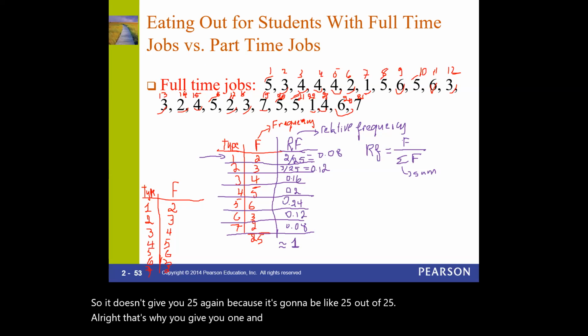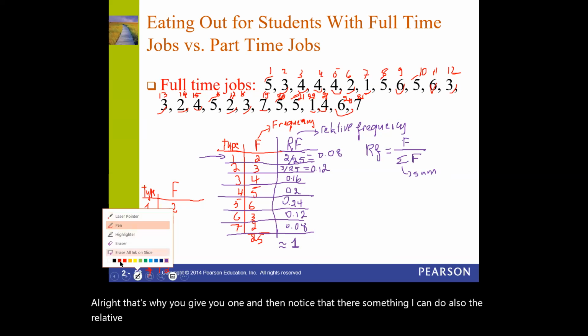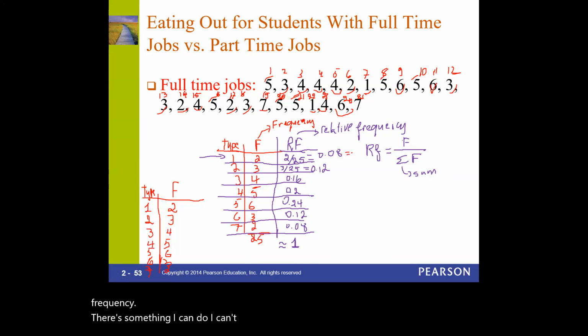And then notice something I can do also with the relative frequency. I can say this one can be 8%. This one is 12%. This is 16%. This will be 20%. That will be 24%. That will be 12%. Now 8%. Everything gives you 100% if you add them up.